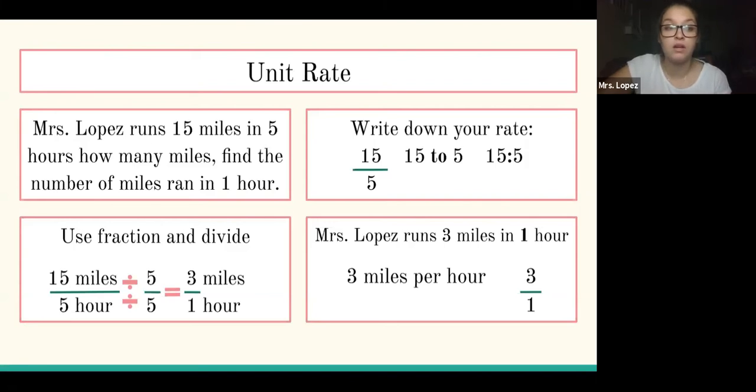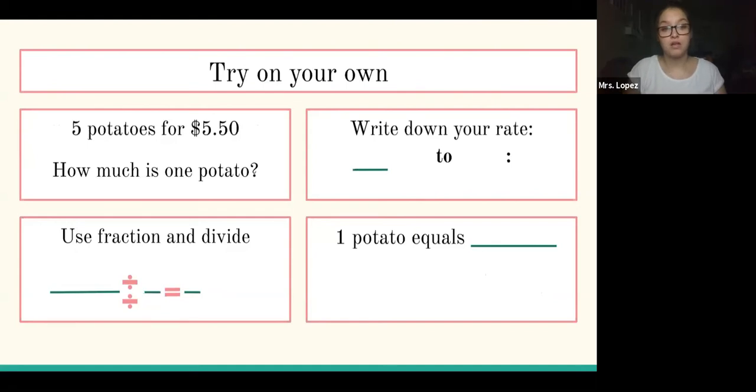So, I'm going to give you some time here to try the next one. The 5 potatoes for $5.50. How much does it cost for just one potato? So just look at your visuals right here, and I want you to write down your rate. Once you're done writing down your rate, use the fraction and divide, and then let's figure out how much it is for one potato. So I'll give you a few moments here as well to do so.